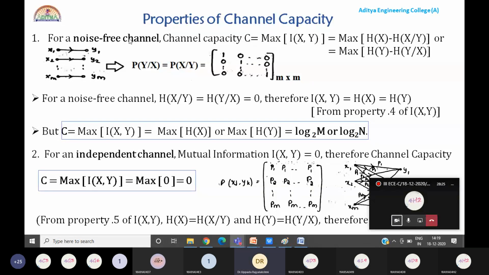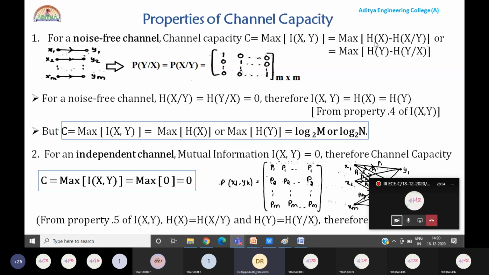channel capacity. Okay, so here the first property is for a noise free channel, channel capacity we need to calculate. The definition is that it is equal to the maximum of I(X;Y). You can write it as the maximum of H(X) minus H(X|Y), or H(Y) minus H(Y|X). So channel capacity C is equal to the maximum of I(X;Y).